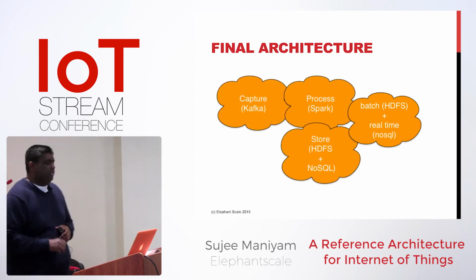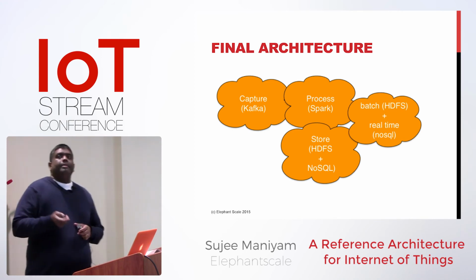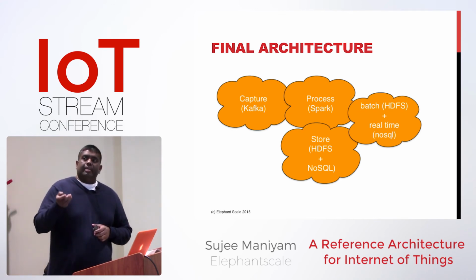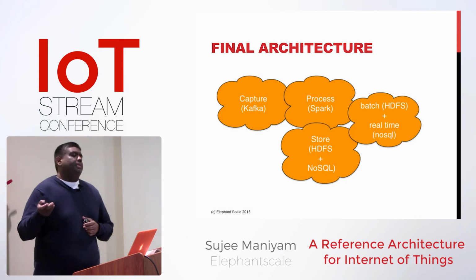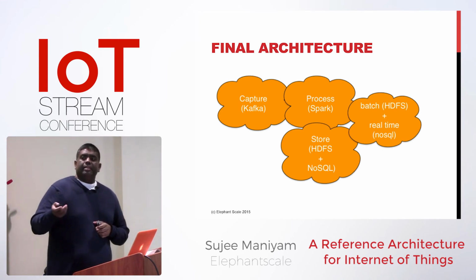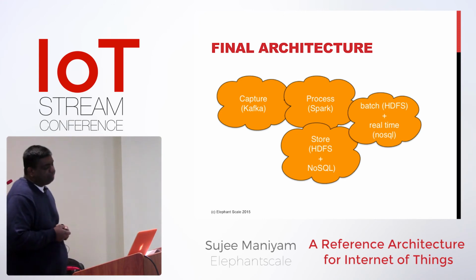So this is the final architecture, going through all the components. Capture is done by Kafka. Events come in here, and events are then pulled by Spark Streaming to process in near real time. Then the events are saved to HDFS for long-term storage, and also pushed to a NoSQL store that may only keep recent data, like the last 1 month or 3 months of data. And for queries, we query both storage systems. Batch queries go here, real-time queries go there.